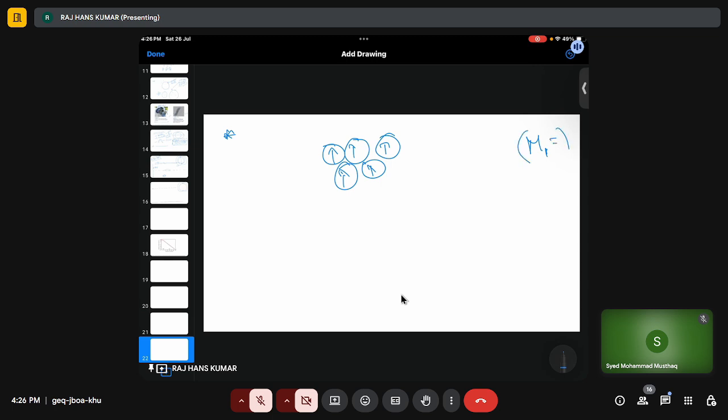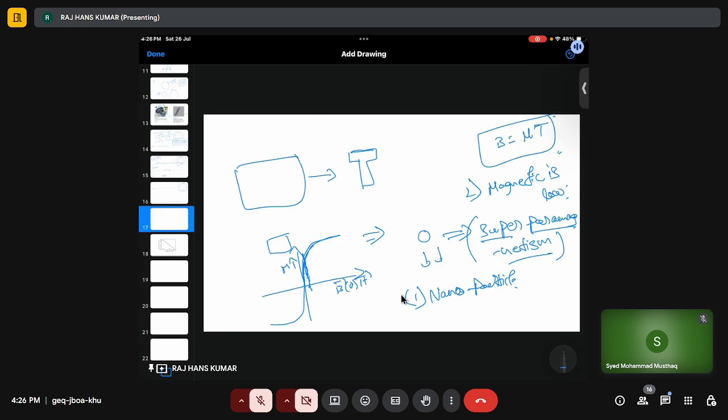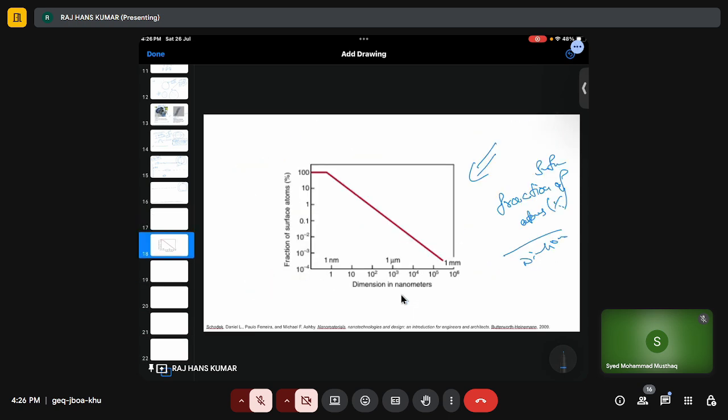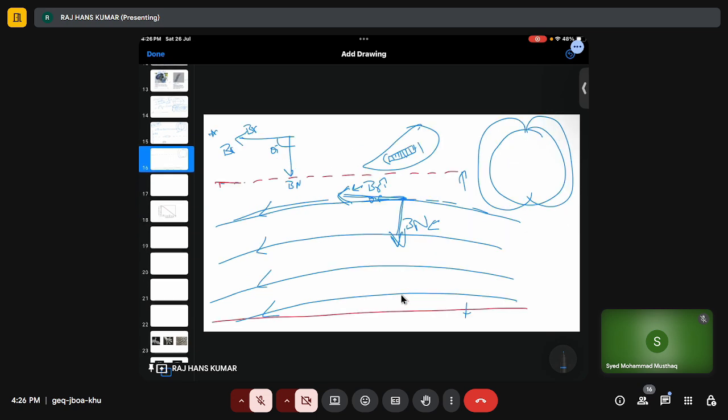Now, if I try to apply a magnetic field, because these domains are small and there are no other domains opposing them, these domains will align in a single direction. Right, so that's why you will have a very high M value. Where is that graph? Yeah, here you can see. Sorry, I will draw it again.